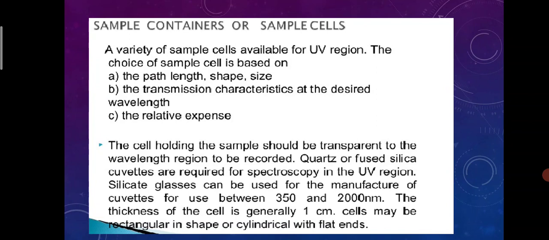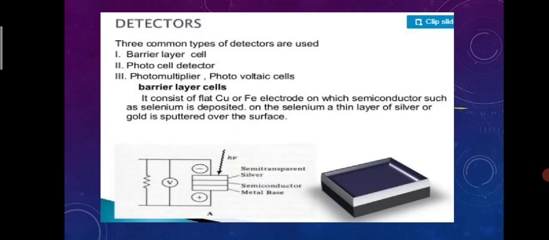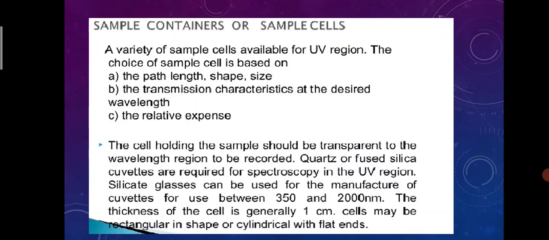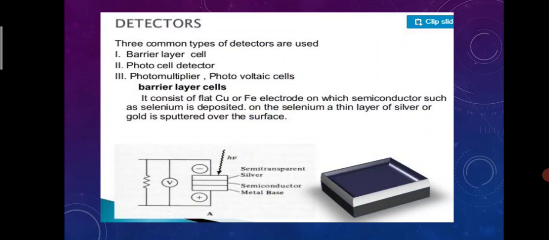Quartz or fused silica cuvettes are required for spectroscopy in the UV region. Silicate glasses can be used for the manufacture of cuvettes for use between 350 and 2000 nanometer. The thickness of the cell is generally 1 centimeter. The cells may be rectangular in shape or cylindrical with flat ends. This is a cuvette, made up of quartz or glass, in the shape of a rectangle or cylinder. Next, we go for the detectors.